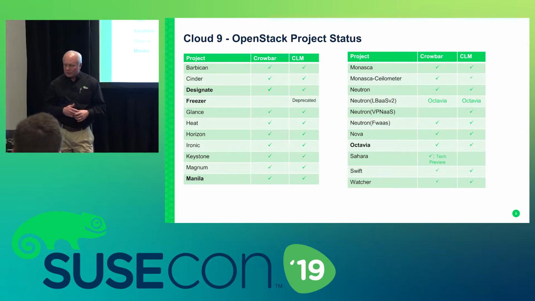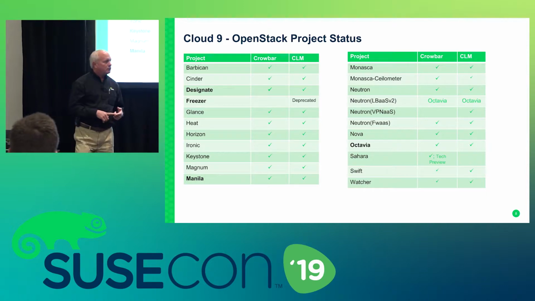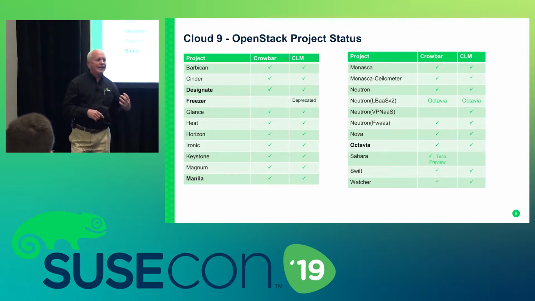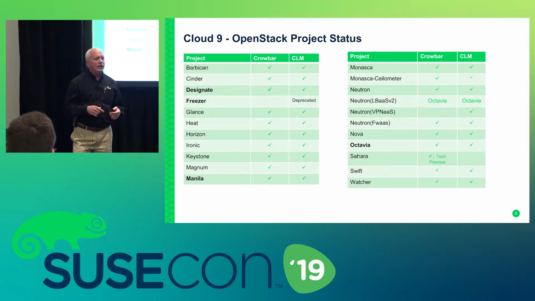The other thing that we've done is we've added support for Manila in the Cloud Lifecycle Manager. We actually did that in the Cloud 8 release in the updates, but I wanted to call it out because sometimes people don't always see what happens in the update cycle. And in Cloud 9, we'll be supporting Manila, which is file as a service, for both Crowbar and CLM.